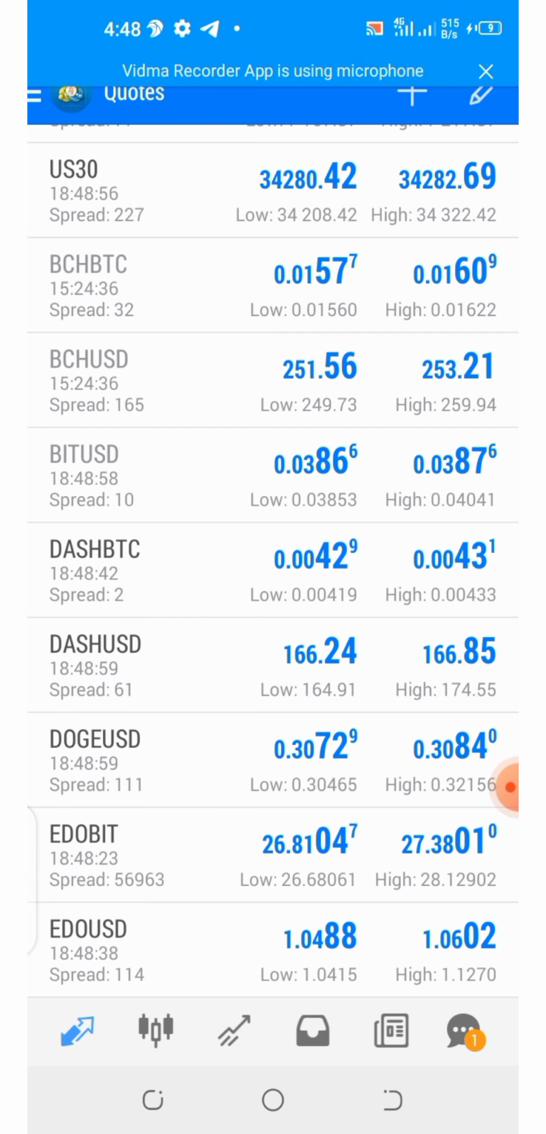Remember, you can do analysis on a pair. If you don't see the pair here, then you will not be able to trade that pair. So you must add those pairs. It's very important. You must add those pairs on your chart.